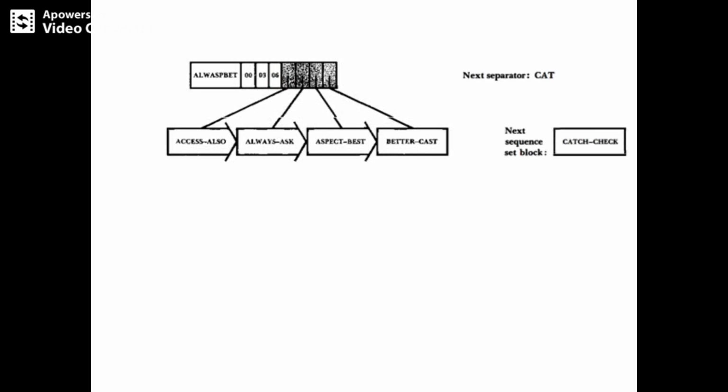Now suppose you have one more block, say a block which has the keys catch and check. So what next separator can I write? I can take the next separator as CAT, right? CA is common in both blocks, so CAT I can take. So CAT is the next separator.